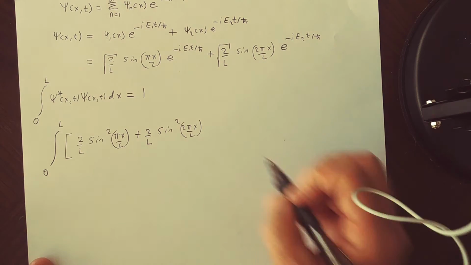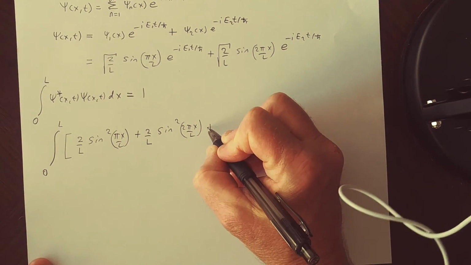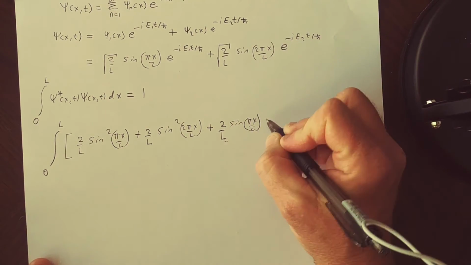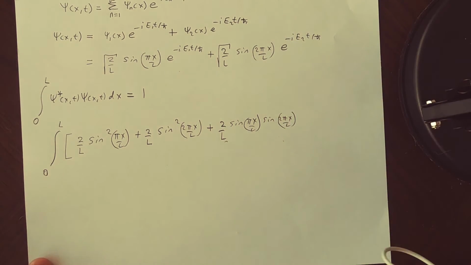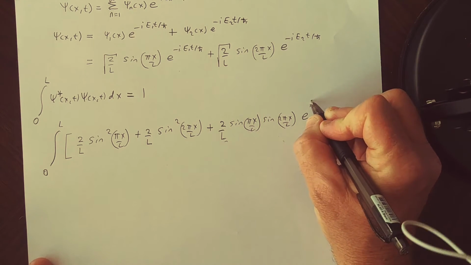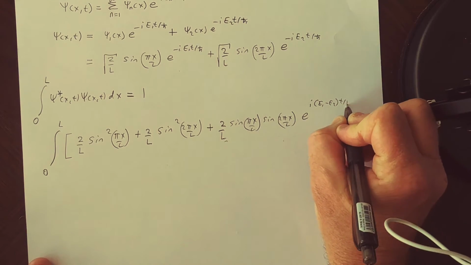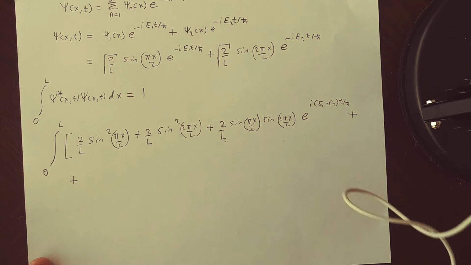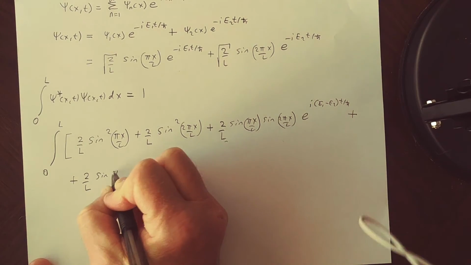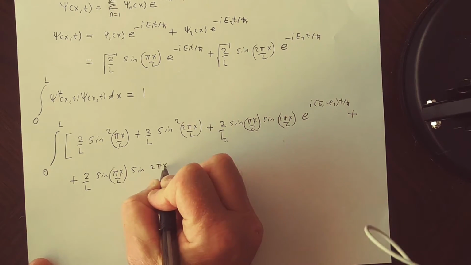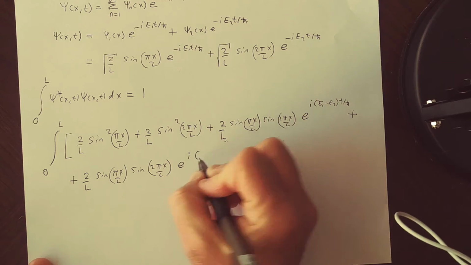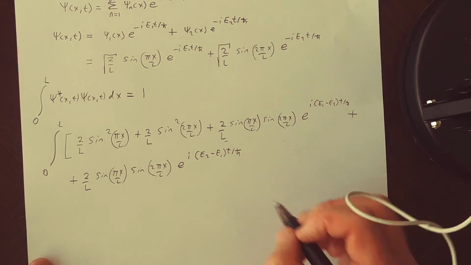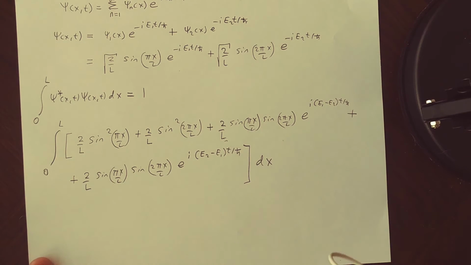So we have these two terms, plus we have cross terms. The cross terms look like 2 over L times sine of pi x over L, sine of 2 pi x over L, and we have e to the i (E1 minus E2) t over h bar. That's one cross term, plus the other one with the same factor in front, 2 over L, of course, sine of pi x over L, sine of 2 pi x over L, e to the i, where we flip the two energies.